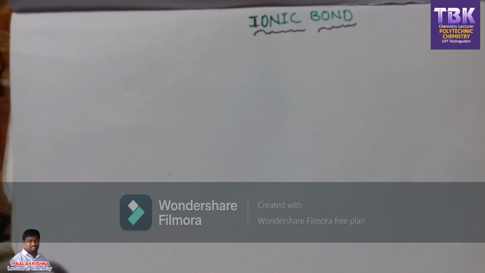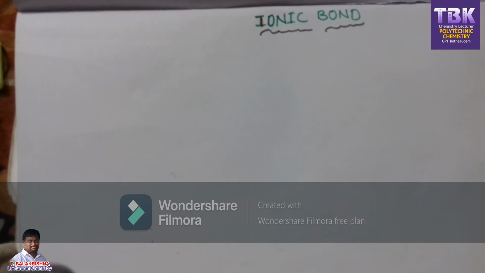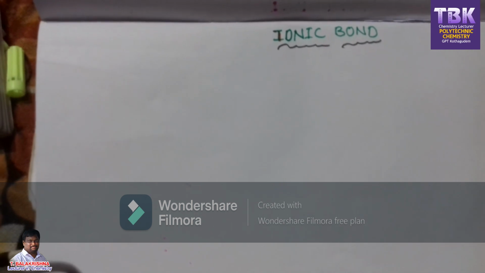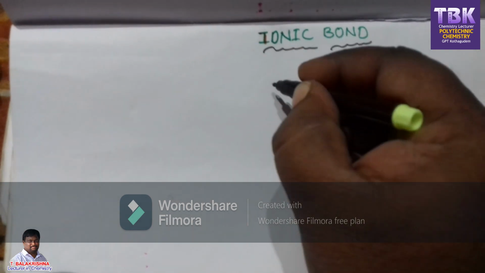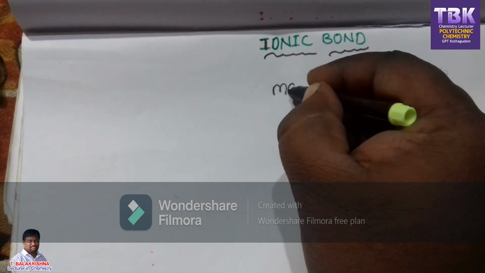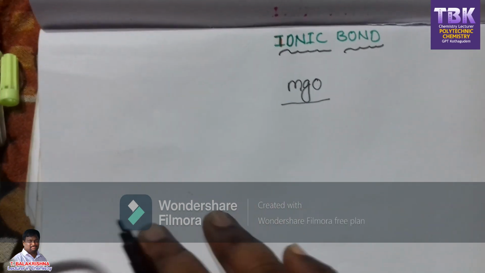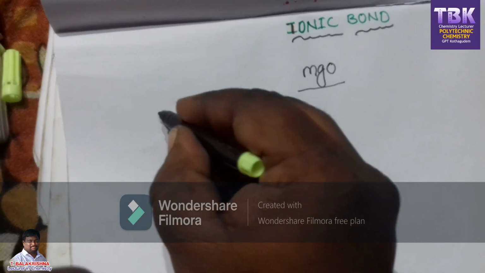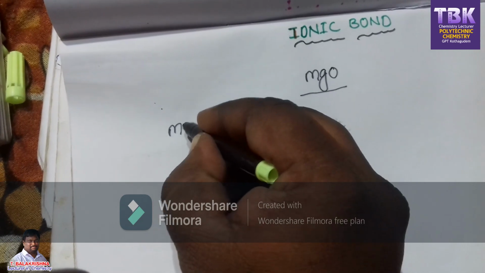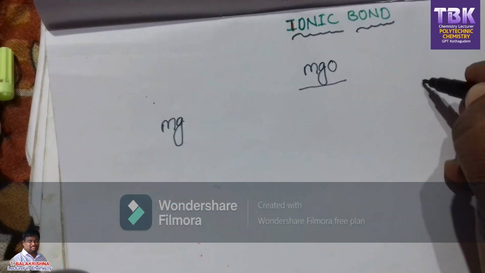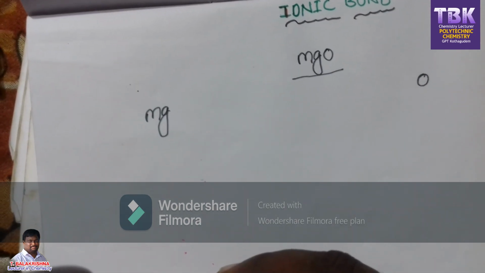So, our next example for the ionic bond is magnesium oxide. Magnesium oxide, MgO, is an example for ionic bond. This magnesium oxide is formed by combination of magnesium atom and oxygen atom. Magnesium atom and oxygen atom.